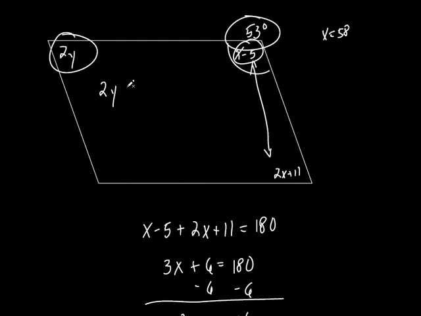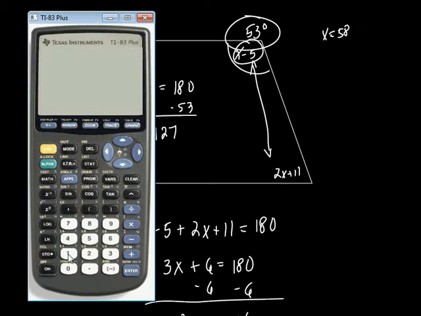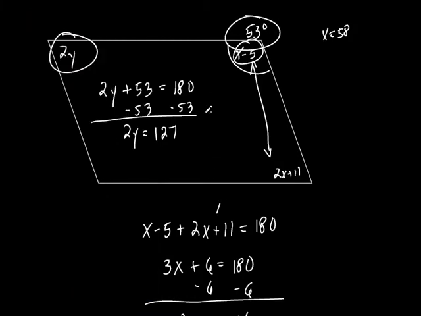So if this is 53, I go 2y plus 53 equals 180. Subtract 53 from both sides. So that's 2y equals, what's that, 127? Is that right? Did I do the math right? I think so. 127 divided by 2. That's not going to come out even, is it? 127 divided by 2. Yep, 63.5, and I think that's what I said when I read off that answer. So y is 63.5.